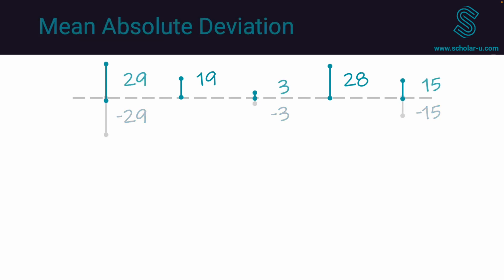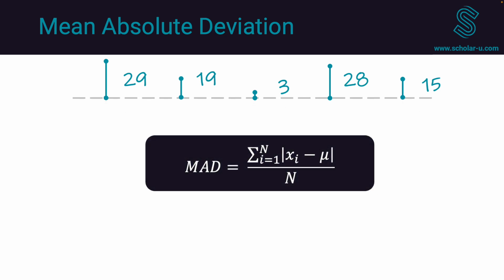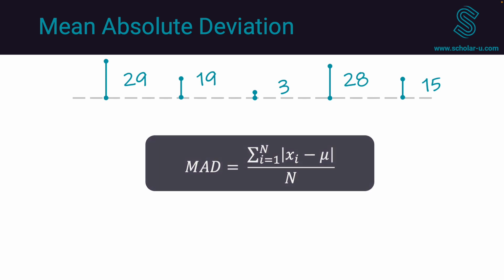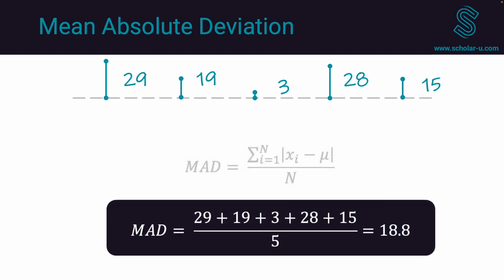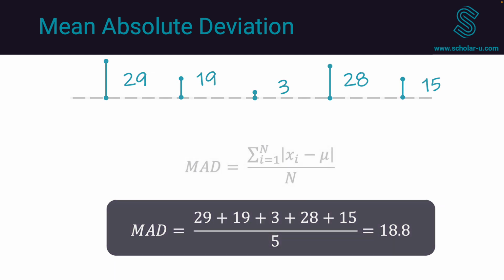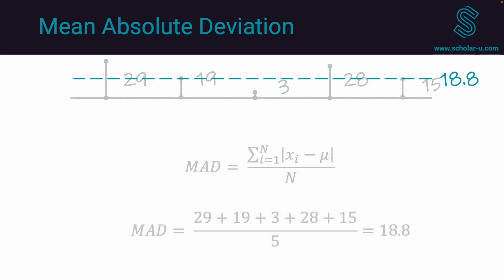In our second approach, we would consider all values as positive and calculate the mean absolute deviation. In this method, we determine the average of the deviations using only their absolute values, essentially focusing on their positive values. In our example, we would add all the positive values and obtain a result of 18.8. We have added a dashed line to indicate the location of the mean absolute deviation.